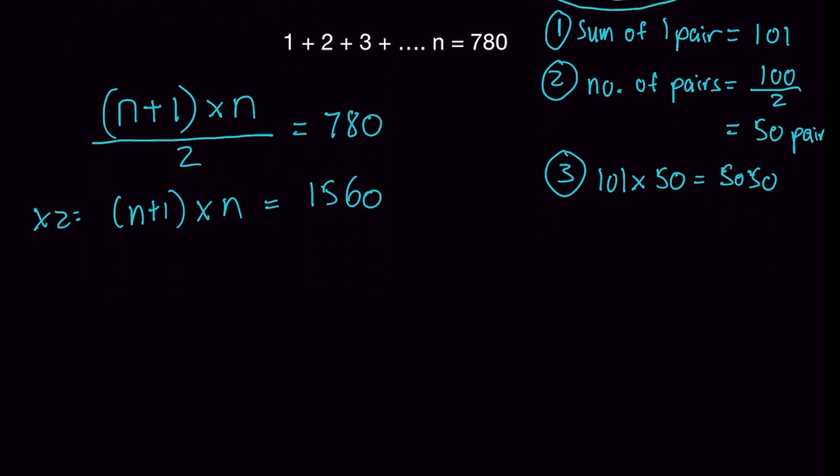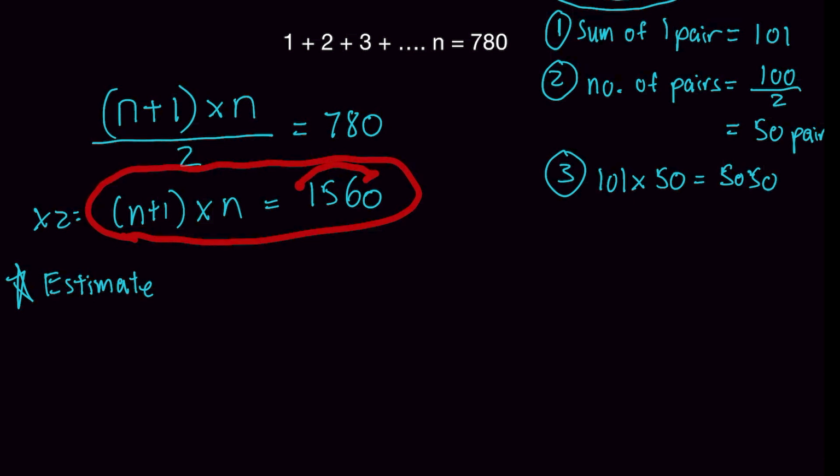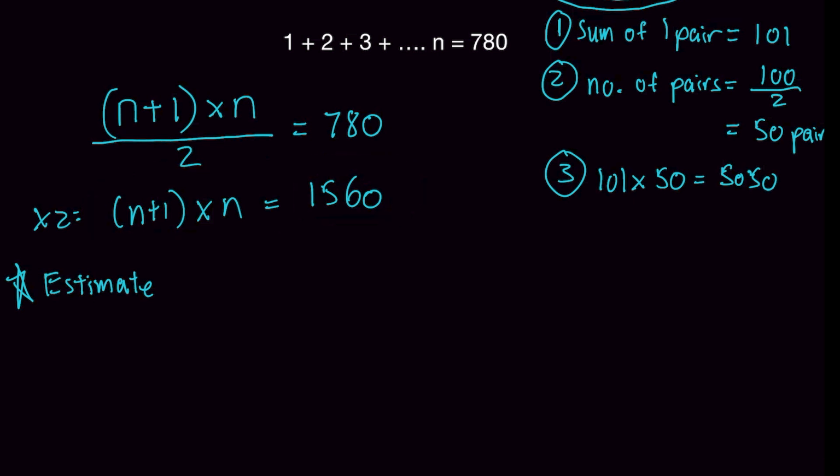Once we reach here, we can try and estimate some numbers, because we know that n plus 1 and n are two consecutive numbers. So let's say if n is 30, then n plus 1 would be 31. You can try out many different numbers and see whether we get 1560, or we can use very logical estimations to make sure that we get the answer, which is 1560.